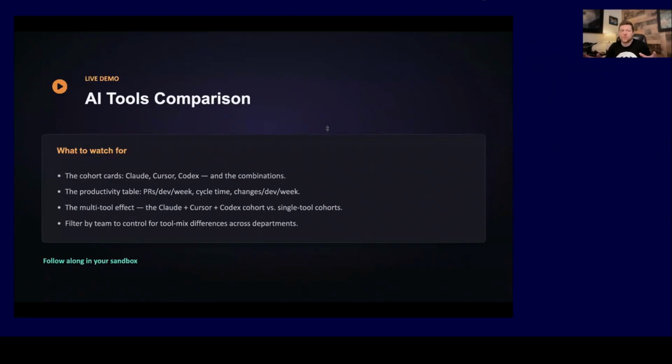So, things to look out for: look for the different cohorts of the different tools. So Claude, Cursor, Codex, and even the combinations. Look for the productivity for each tool, PRs per dev per week per tool, cycle time changes, and the multi-tool effect. So being able to combine the tools together, and being able to filter by teams or across departments or even by category of work that's happening. So Jeff, I'll pass it to you. Let's walk through it.